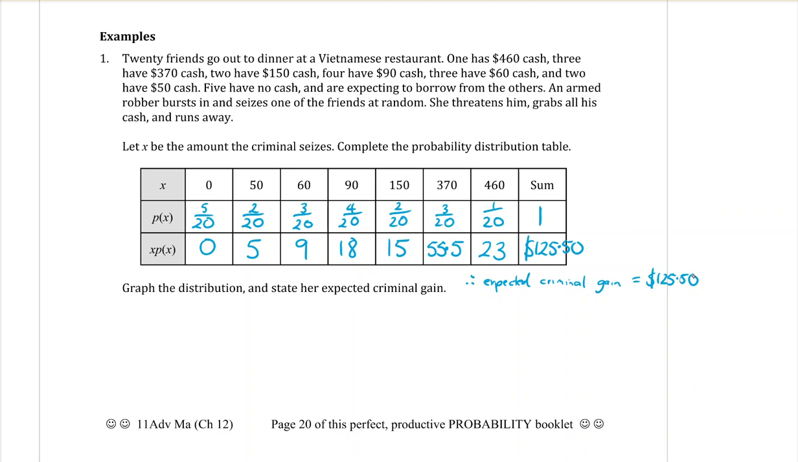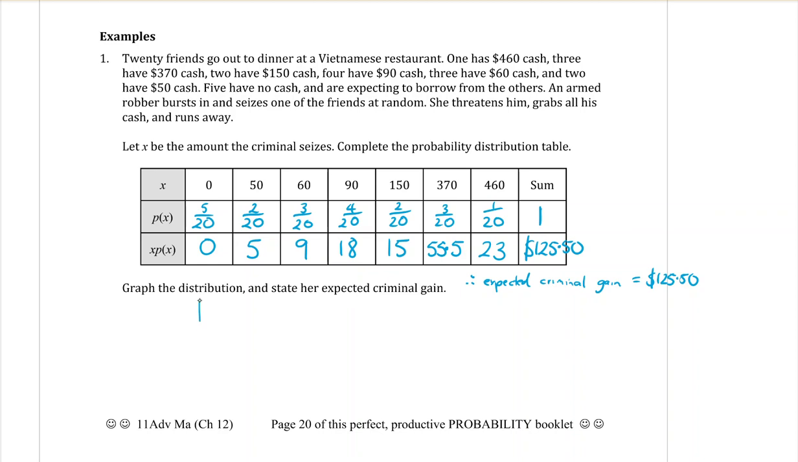Anyway, so that is the weighted mean. On average, because there was a different probability for each one of those, the average cost that robber would expect to get would be $125.50. Then we have to graph that distribution and state her expected gain. I've already stated the expected gain there was $125.50.